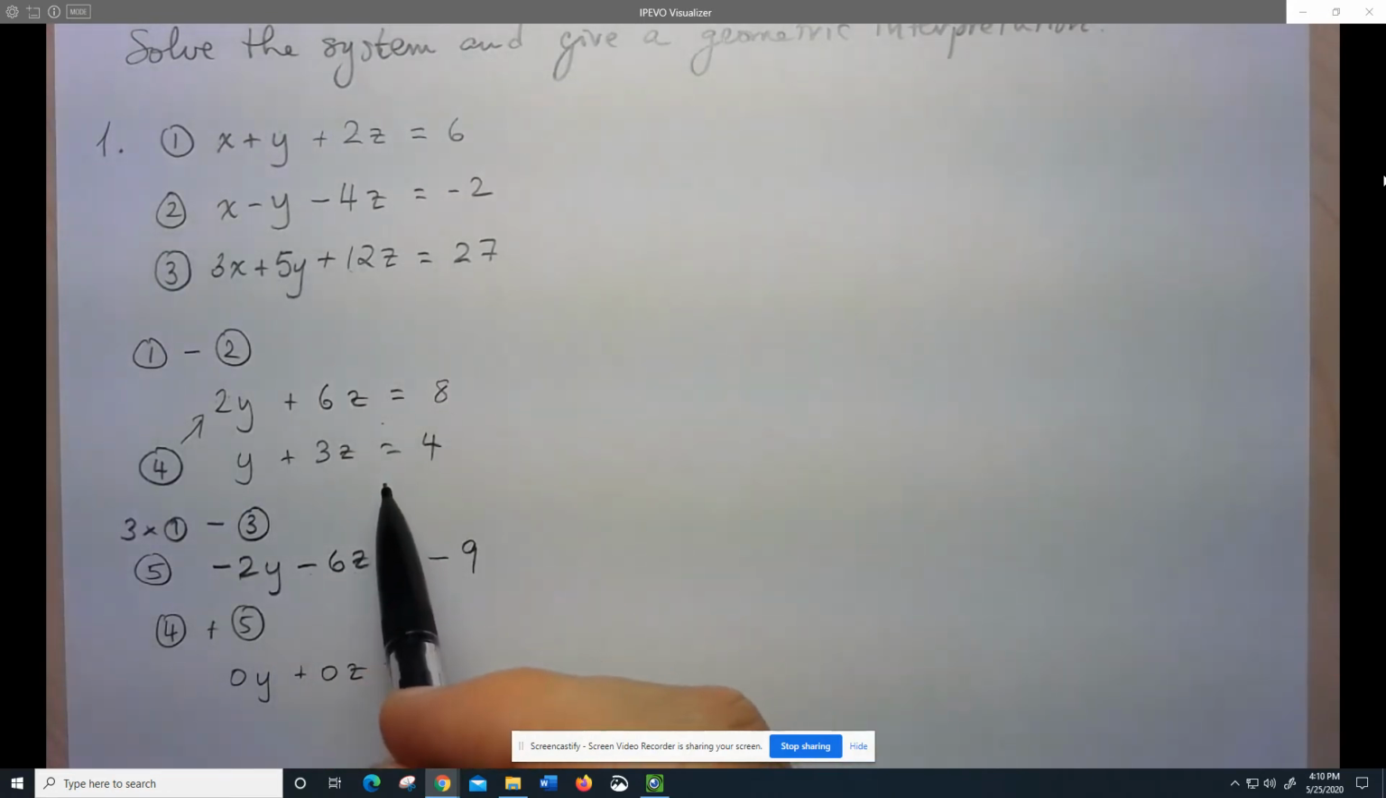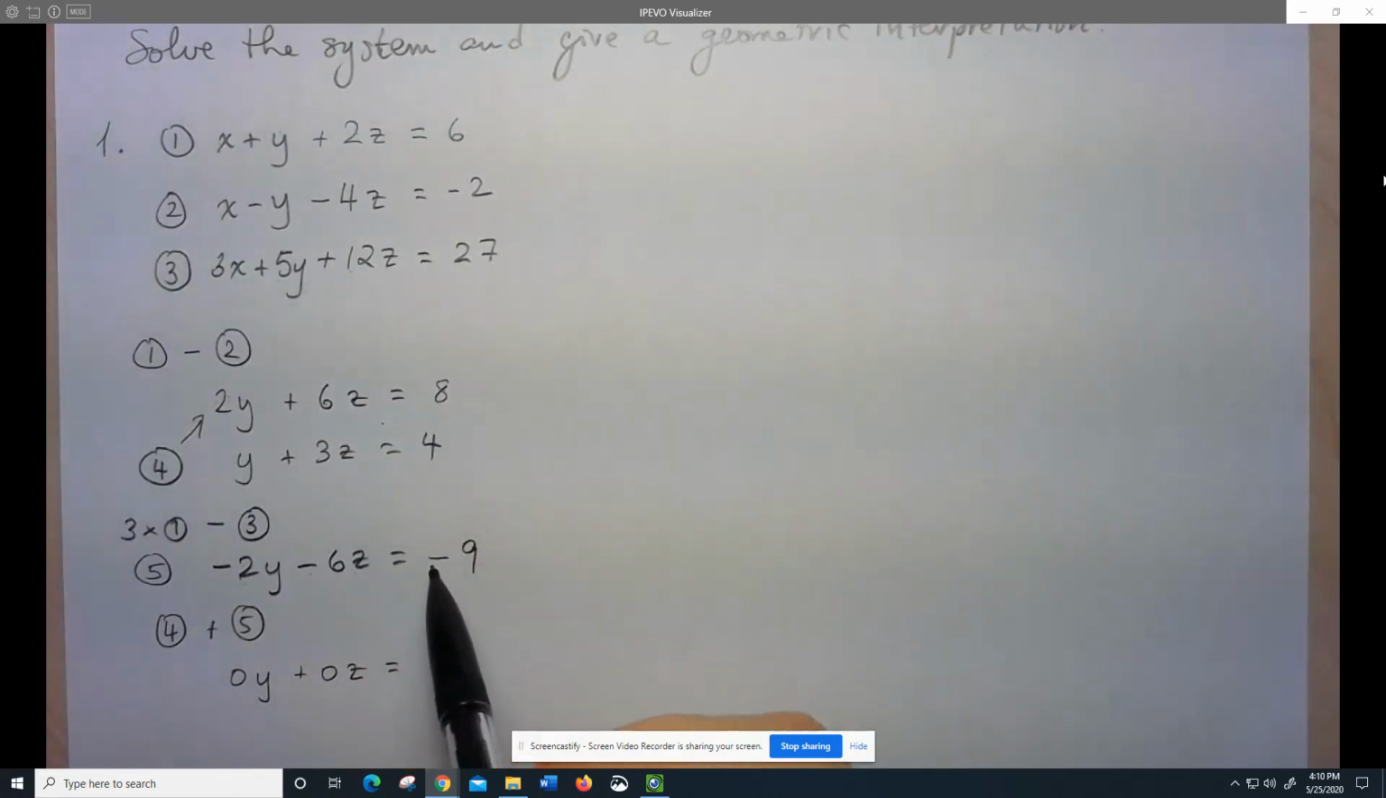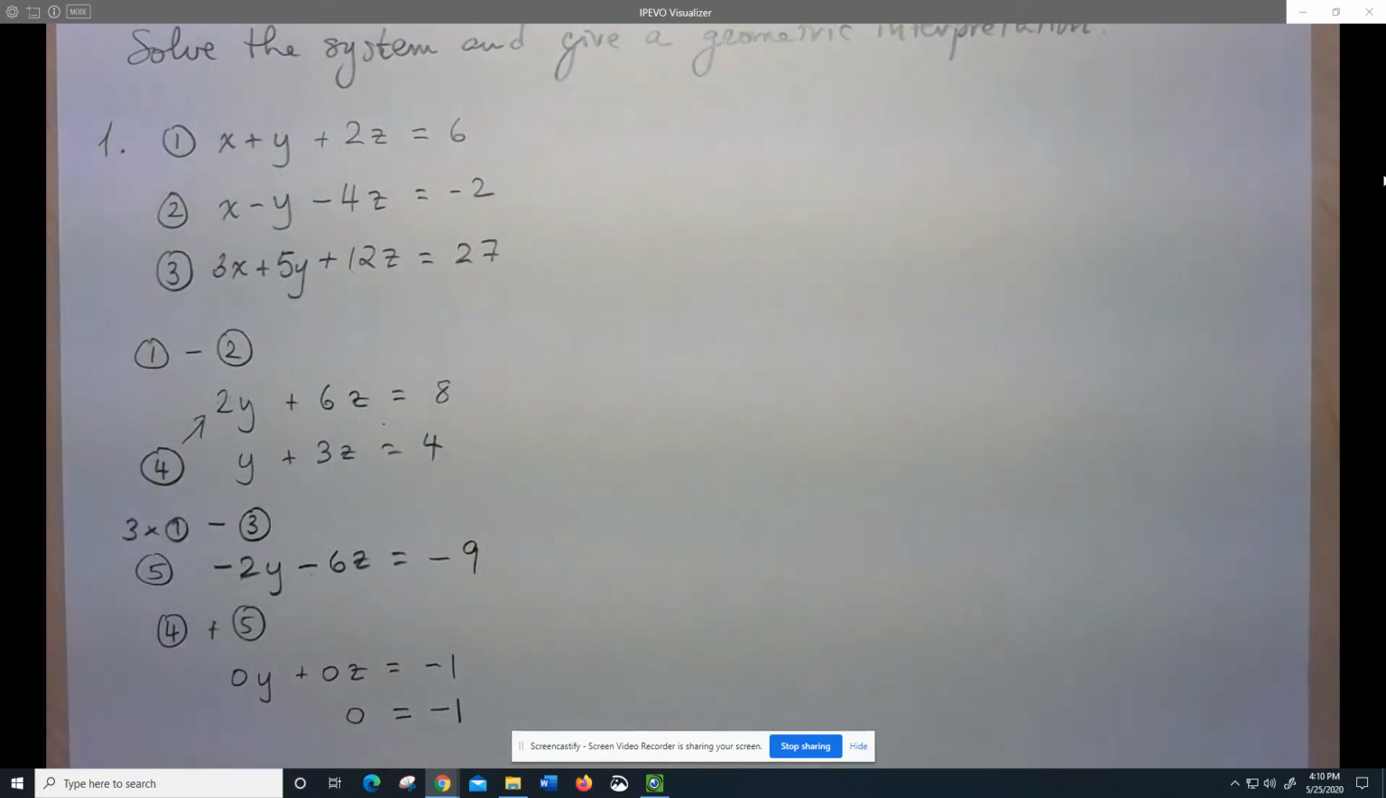And then here we have 8 minus 9 is negative 1. So essentially, what I've come to is that 0 is equal to negative 1. Okay, that's a problem because this is a contradiction. 0 is not equal to negative 1. So we have to ask ourselves, what does this tell us about the original system of equations?